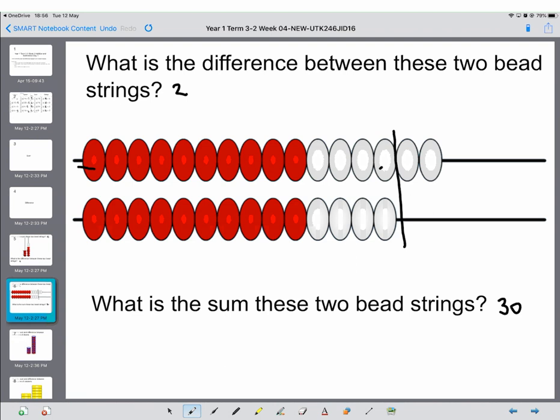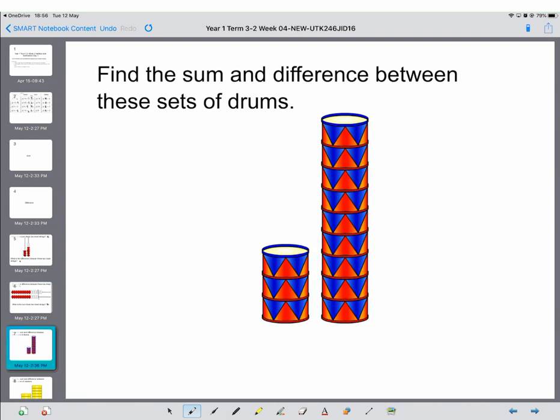Okay, we've got a different one to do this time. And the sum and difference of these sets of drums. Okay, so finding the sum, we need to count the drums. So that's 1, 2, 3, 4, 5, 6, 7, 8, 9, 10, 11, 12. And then the difference, we draw across. And we've got 1, 2, 3, 4, 5, 6 being the difference.